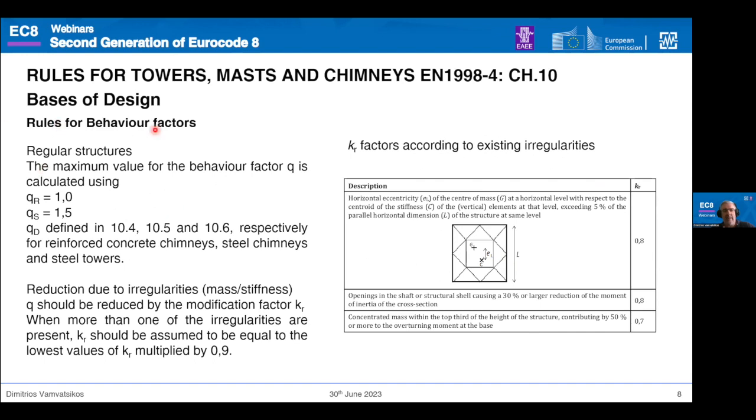Now, some general ideas about the behavior factors. Maximum value of the behavior factor is calculated using 1 for the overstrength part, 1.5 the material part, if I remember well, and QD is the ductility part, which will be defined respectively for RC chimneys, steel towers. Now there is a bunch of reductions that you need to account for due to irregularities. And in this case, there is a modification factor of KR, okay, which has to be used to reduce the overall behavior factor of the structure. And here's an example for reducing according to existing irregularities. Reduction factors can go from 0.8 down to 0.7 in some cases.